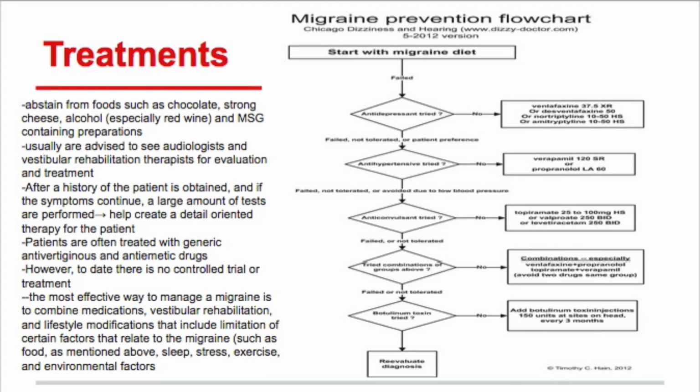People who have vestibular migraine usually are treated with antivertigo and antiemetic drugs, but like I said before, there's no controlled trial or treatment for the vestibular migraine that has been found to work. But what they found is that the most effective way to manage a migraine is to combine medications, vestibular rehabilitation, and lifestyle modifications that will include the limitation of certain factors that relate to the migraine, such as food, sleep, stress, exercise, and environmental factors.